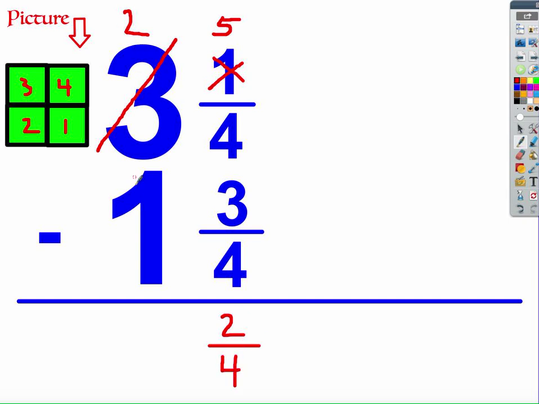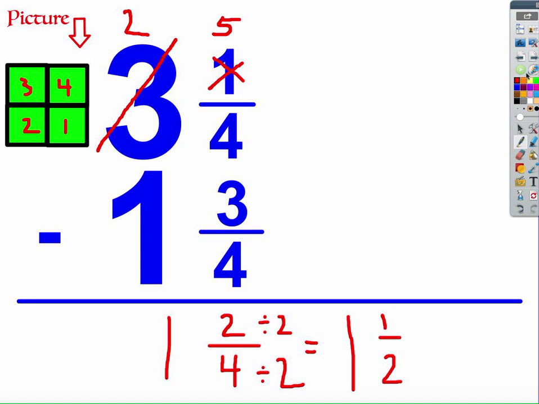And 2 wholes minus 1 whole is 1. Now we need to reduce this because 2 goes into both of these. So my final answer on this one would be 1 and 1/2.